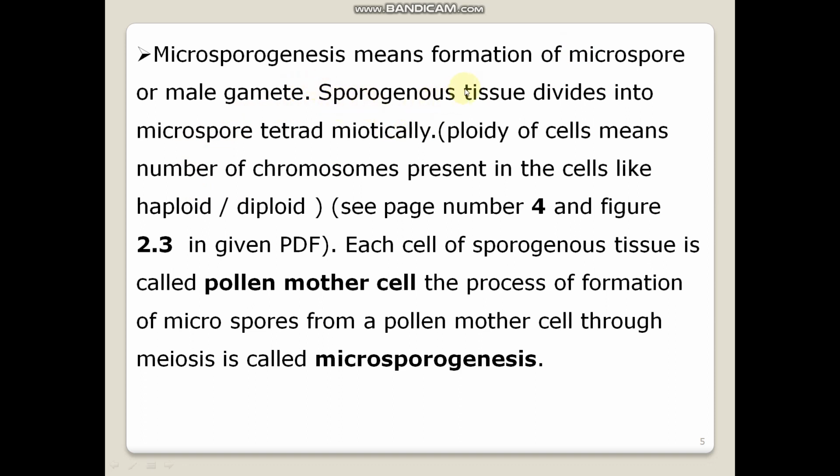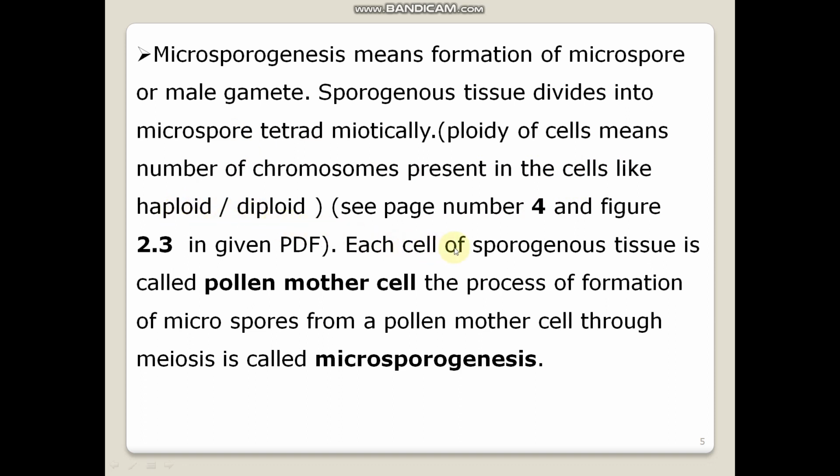How is the male gamete formed? The sporogenous tissue divides into a microspore tetrad meiotically. Meiotically means meiosis division takes place here. Tetrad: you know, as a result of meiosis four cells are formed, and as a result of mitosis two cells are formed. That's why tetrad means a four-cell structure is formed here. The ploidy of cells is given in your book, so please don't be confused. Ploidy of cells means the number of chromosomes present in the cells, like haploid or diploid cells. You are aware of haploid and diploid.